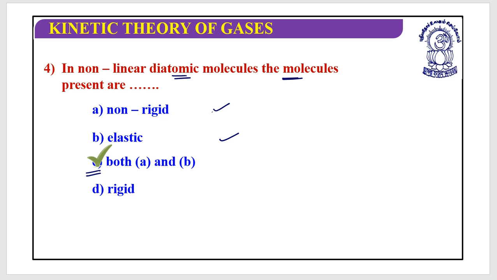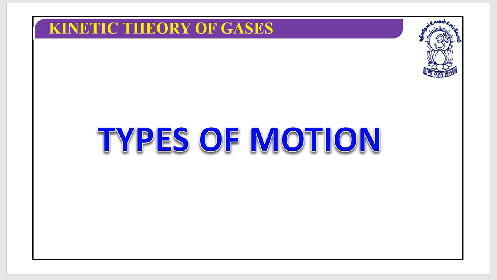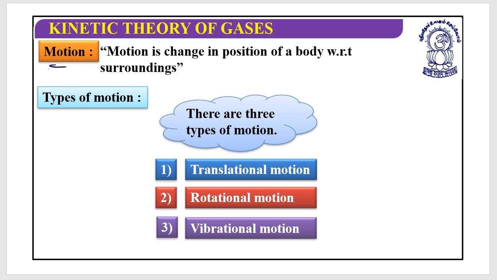Now, we have studied up till now about the molecules. Now we are going to study the motion of these molecules. So let's begin with the types of motion, that is, which kind of motion these molecules can do. When we say motion, we understand that motion is a change in position of a body with respect to its surroundings.